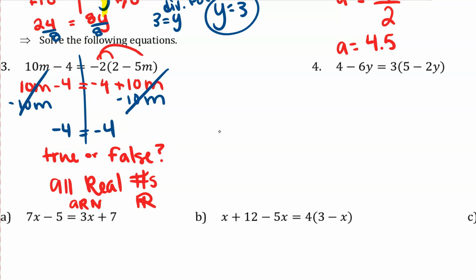What all real numbers means is that any number in the world that you can think of that you want to plug in for m would work to give you a true statement. So like, let's pretend you want to plug in 1.